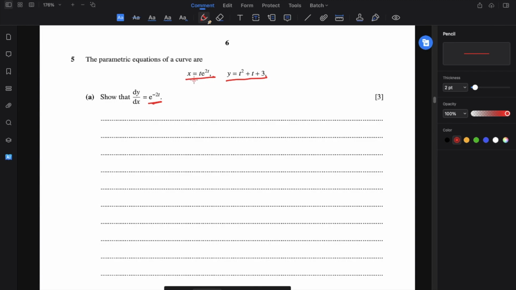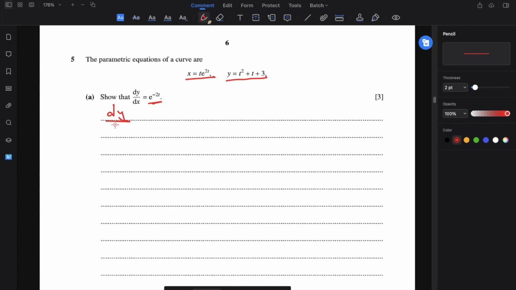So we are given the curve in the form of x and y, but x and y are not given directly in the form of each other. Instead, we are given them in the form of t. Now we are to find dy by dx, which is the gradient. We'll have to use a different method than simply finding the derivative of each.